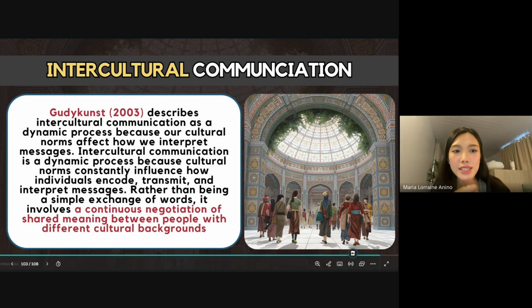So we have here, as defined by Cody Const, that it is communication between people from different cultural backgrounds. The process of exchanging information, ideas, feelings between people from different cultural backgrounds. It involves understanding and respecting cultural differences, adapting communication styles, creating an inclusive environment. Yes, that is what intercultural communication is.